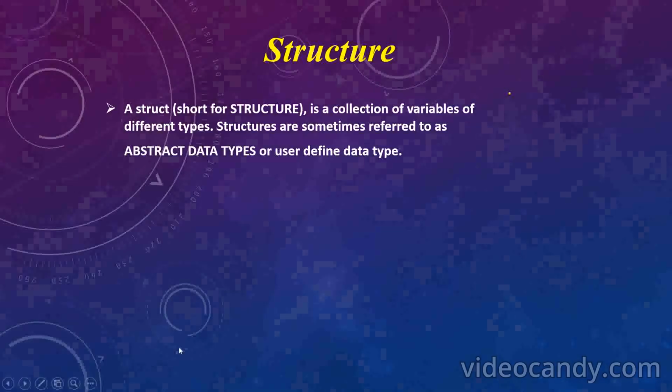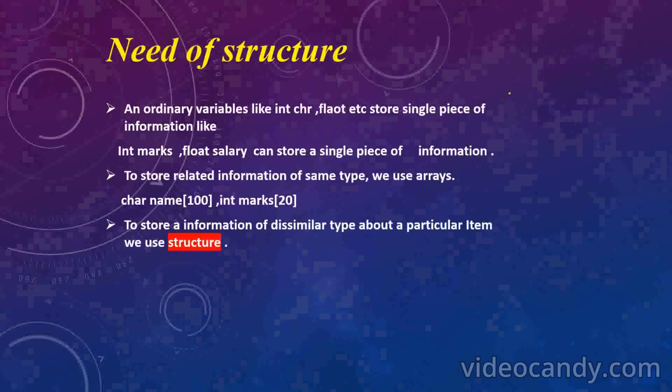Good morning, students. So today we are going to discuss another topic of the C language known as structures. A structure, shortly known as struct, is a collection of variables of different types. Structures are basically referred to as an abstract data type or user-defined data type. So the question arises, why do we need structures?